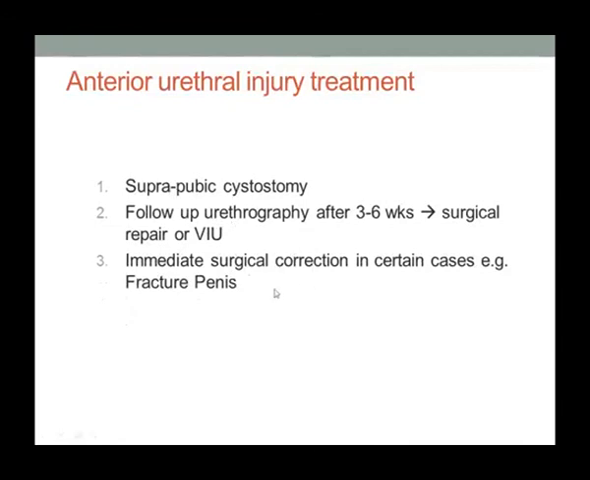Again, the anterior urethral injuries include suprapubic catheterization, followed by a urethrogram, and then again delayed repair is better than early repair. But sometimes you have to do early repair. The indications are a fractured penis, or when you have an associated injury to this area and you find anterior urethral injury; you may try for early repair.